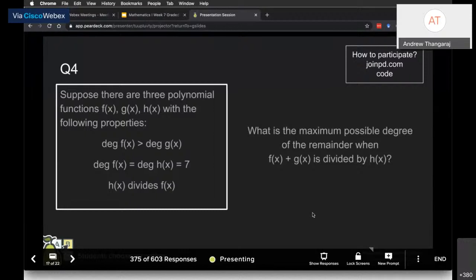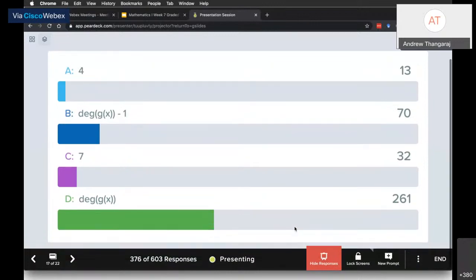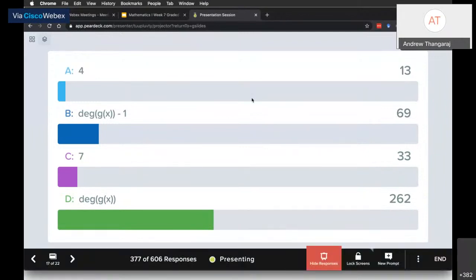All right. So now the time has come for me to show you the responses. Here's the response, and there's a huge number of people who have said degree of g of x. That is the correct answer. A few of them have given other answers: 7, degree of g of x minus 1, and 4, etc. So thanks a lot for responding.